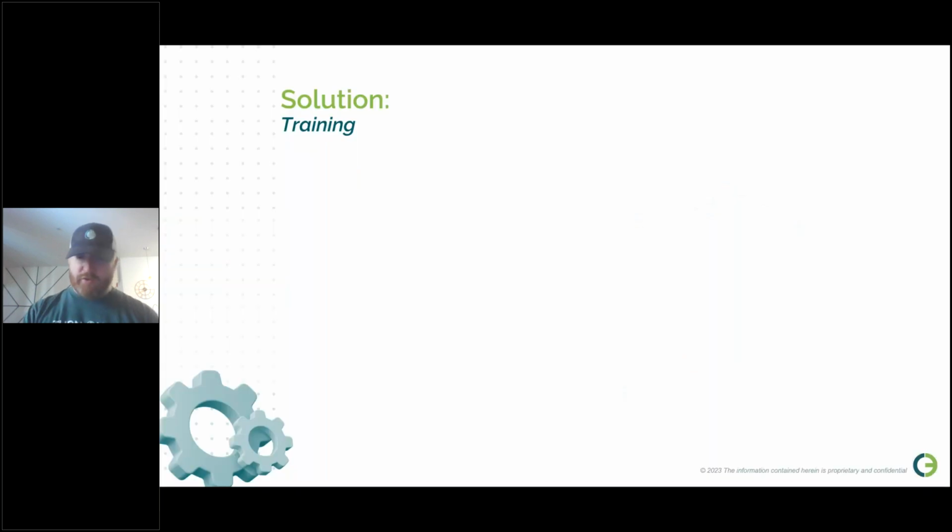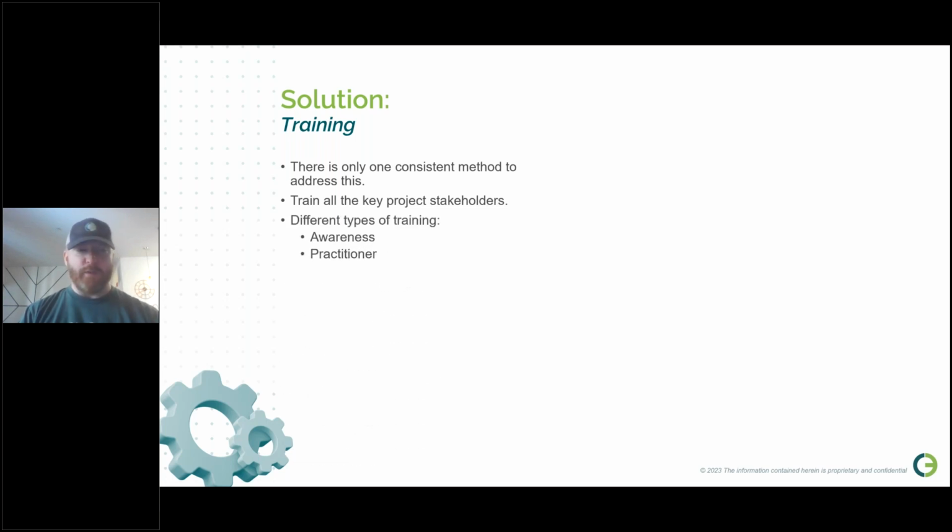So how to overcome this challenge? The easiest solution, the most practical solution to this is training. Training is the most consistent method to address this kind of thing. You need to train all of your project stakeholders, anybody who's going to have a say or an involvement in AWP. And there are different levels of training, different types of training. So typically we break this down to awareness training, which is for those people who need to know what it is, need to understand the basics of it, but they're not going to be in it and using it day to day.